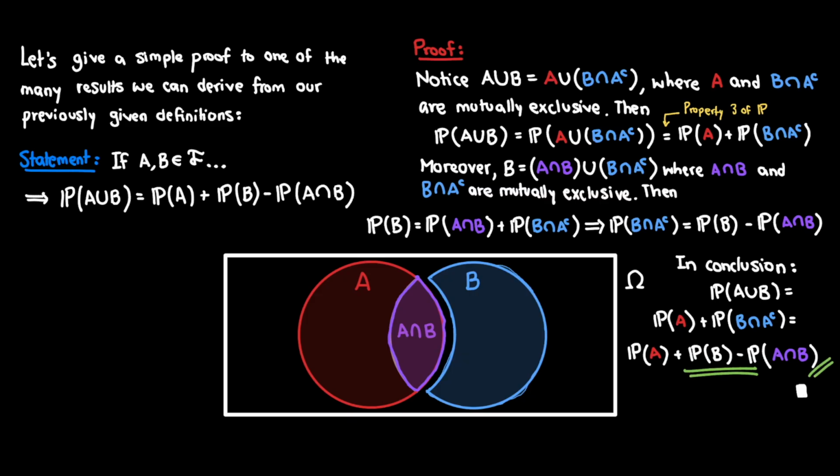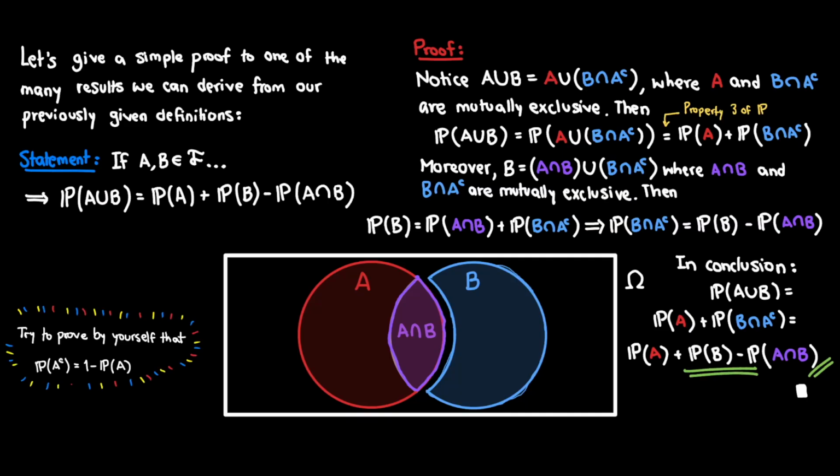I encourage you to try and come up with a similar argument to prove that the probability of not A equals 1 minus the probability of A. For this, you'll make use of conditions 2 and 3 of probability functions.